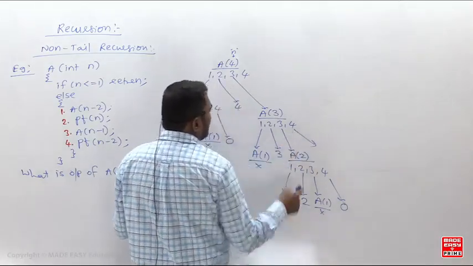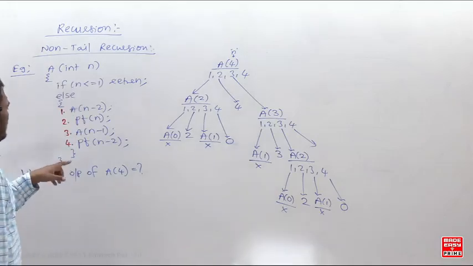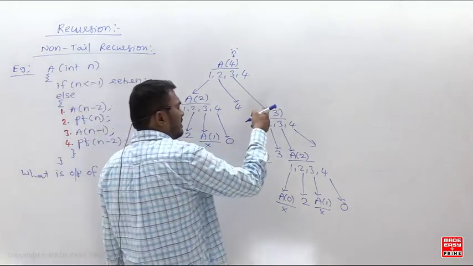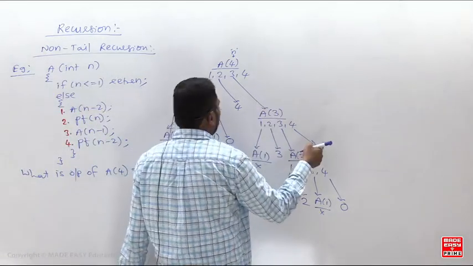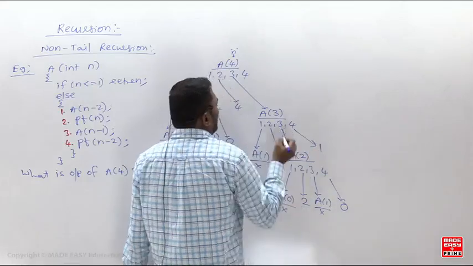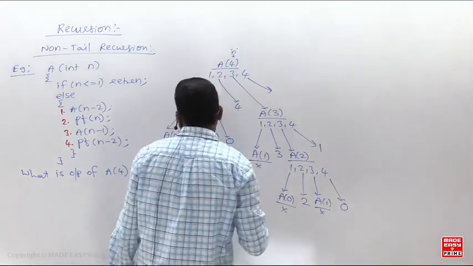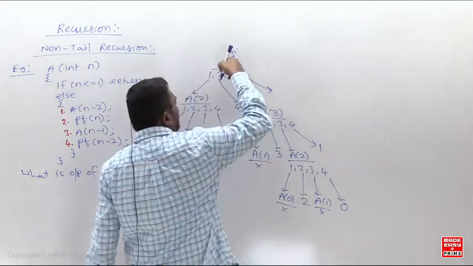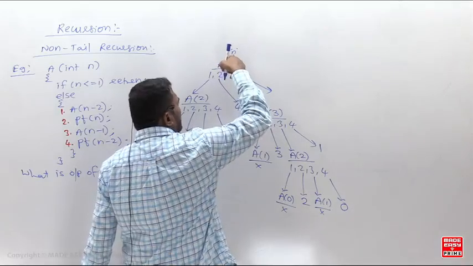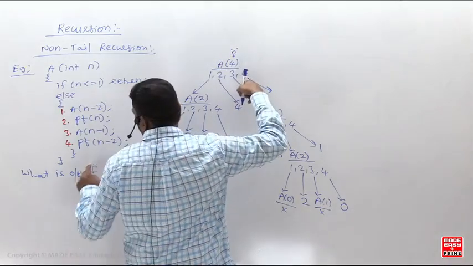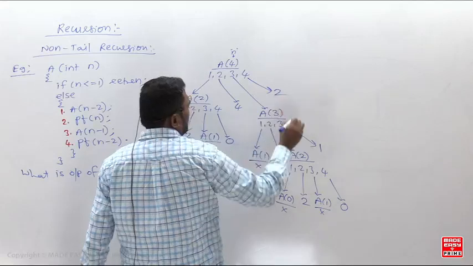And next, what is the fourth statement here? printf n minus 2. The n value is 3, so 3 minus 2 is 1. And next, here also the fourth statement is pending: printf n minus 2. The n value is 4 in this activation record. So 4 minus 2 means what? That is 2, right?